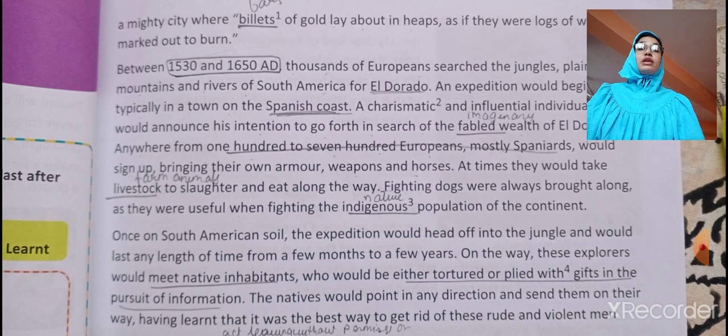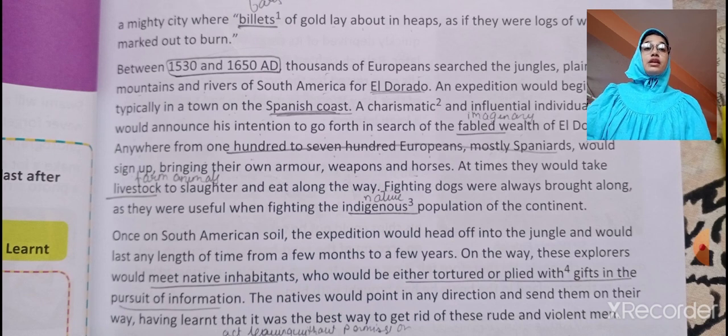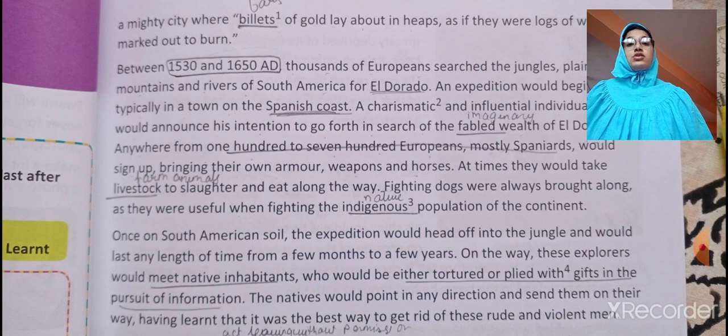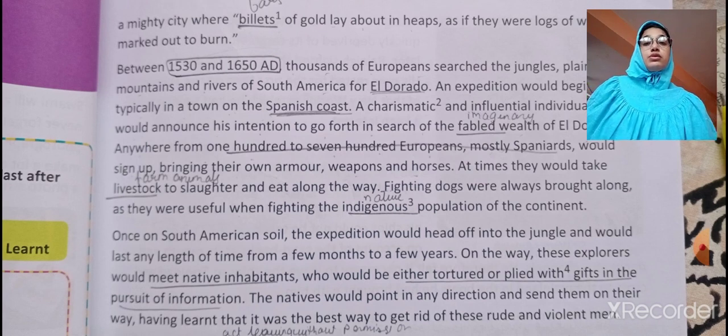Now, while moving in search of this El Dorado, what they used to face was that the native people were very harmful and very violent. They thought that if they wanted to fight against them, they used to take wild animals along. They used to take fighting dogs with them, and for eating purposes, they used to take livestock, that means farm animals, to slaughter them and eat along the way.